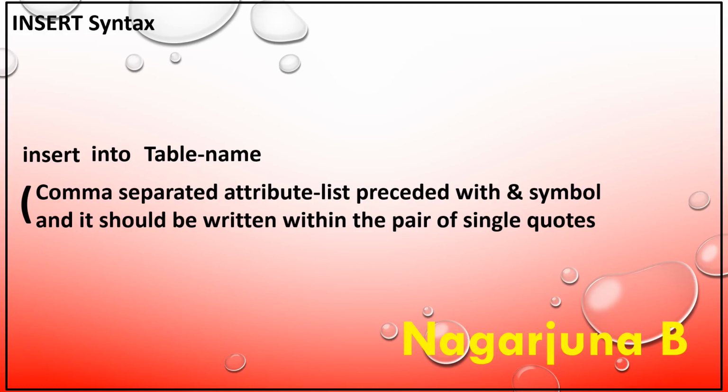After that, close the bracket. After that, a semicolon. After that, it will ask you to enter the value for each of the attributes. After entering a value, it will ask for the next attribute value to be entered, and it will continue until all the attributes specified in the command have been completed.